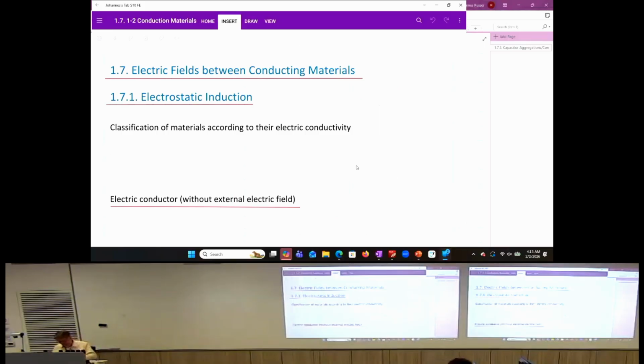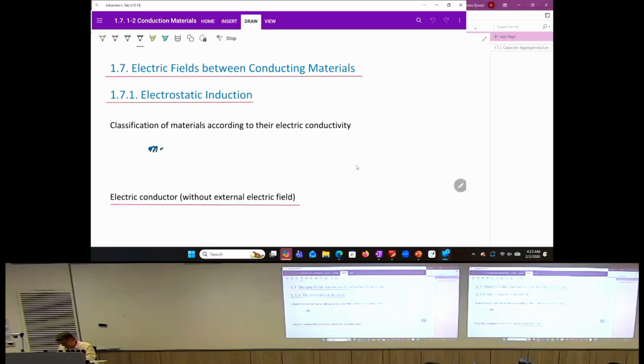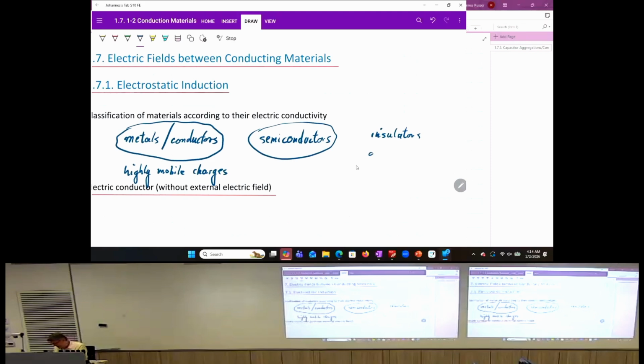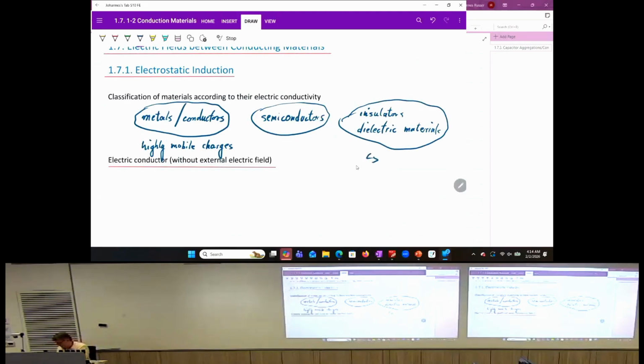Basically, that is one group. I mean, that's a different way of calling them. So yeah, thank you. So we have the metals and conductors, we have the semiconductors, and we have the insulator and dielectric materials. So let's take them down again. Metals or conductors have highly mobile charges. Then we have the semiconductors, second group, and then we have the insulators, respectively you can call them the dielectric materials. These we have also seen in chapter 1.5.